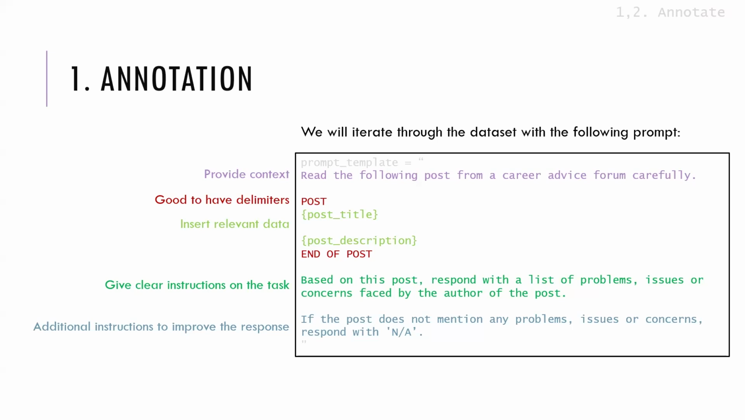Okay. So it's often good to include fallback or additional instructions, like, if the post does not mention any problem, respond with NA. Telling it that it's okay to not respond with any list of problems. Okay, so this is an example of a prompt, and what we're going to do is iterate through the data set with this prompt.